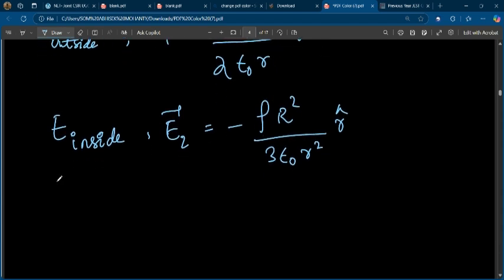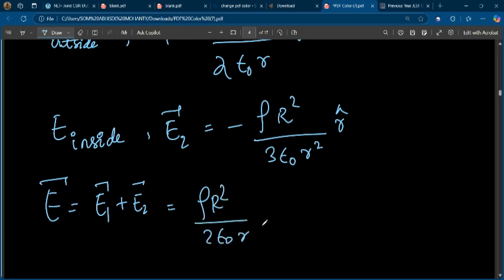So the total electric field E total will be E1 plus E2. That will be rho R square by 2 epsilon naught r, r cap, minus rho R square by 3 epsilon naught r square, r cap. Right. I made a mistake here. There is an r square here. Sorry. All right.